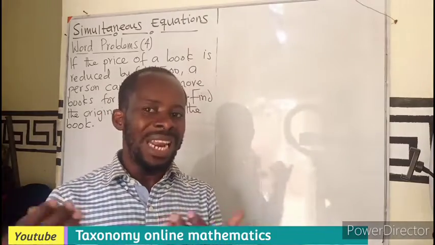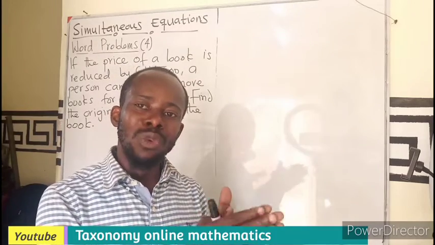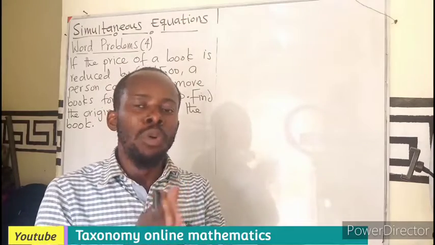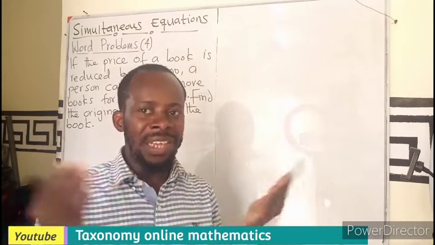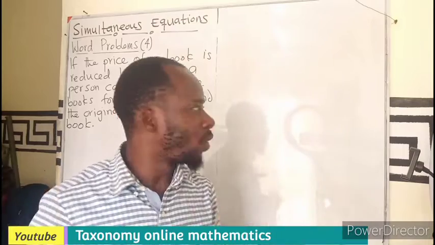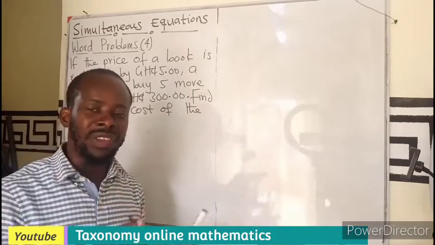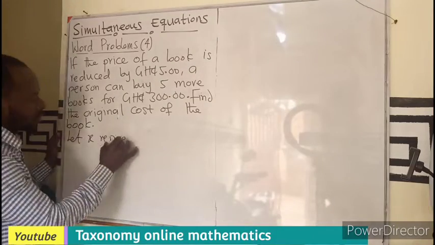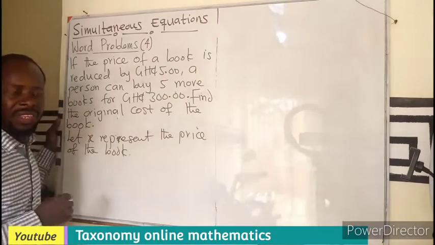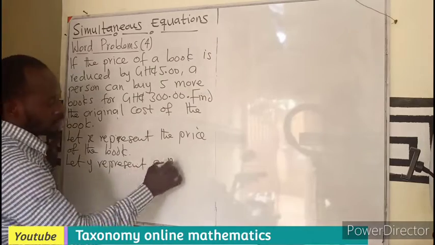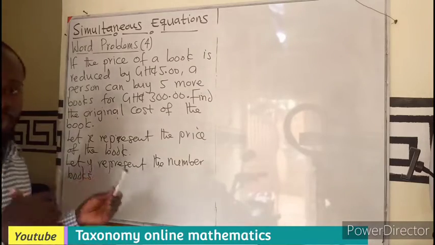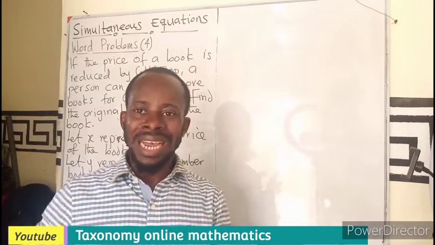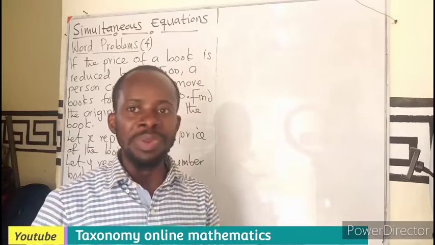If I'm going to pay 300 Ghana cedis, it means I need to know the price per book and how many of the books I am buying. That is the unknown quantity. We can represent those two quantities by variables. We can also use the first letter of the quantities: P for price and N for number.